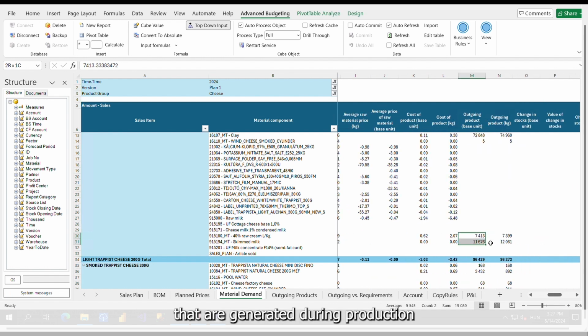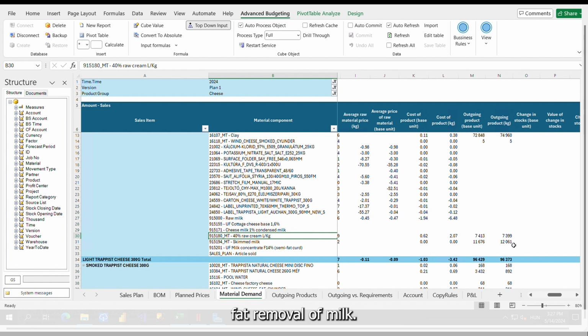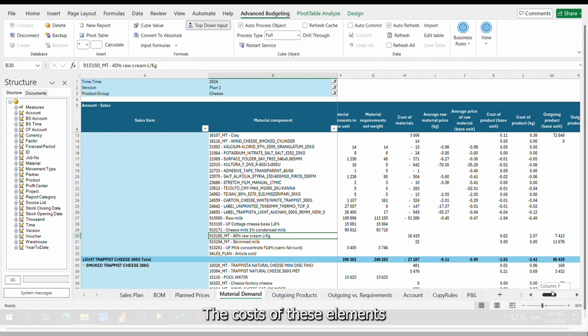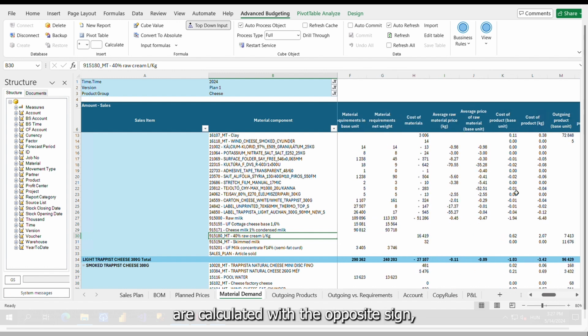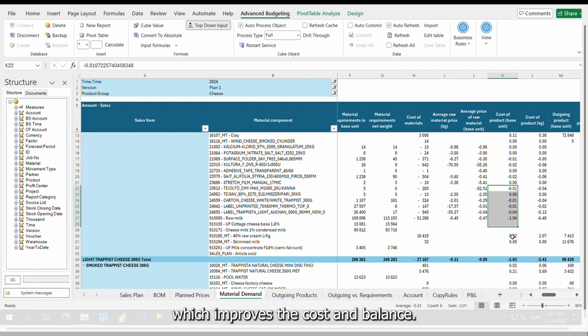Byproducts are elements that are generated during production and include items that exit the process, such as raw cream produced during the fat removal of milk. The costs of these elements are calculated with the opposite sign, which improves the cost and balance.